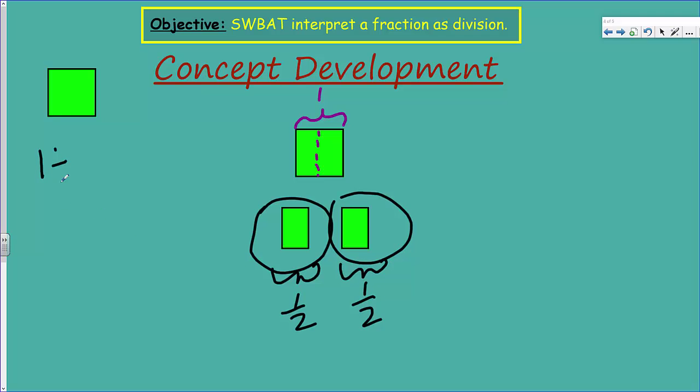Well, this is what our problem was. We were taking 1 cracker and trying to divide it by 2 to give it to 2 people. We wanted them to get an equal amount. We end up with 1 divided by 2, which is equal to 1 half. Seems pretty basic, doesn't it? But this was our learning target, to interpret a fraction as division. And you can see how we've interpreted the fraction 1 over 2 as division. Each person is going to get a half a cracker. 2 halves, if you will, divided by 2 people is going to equal 1 half. Each is going to get half.